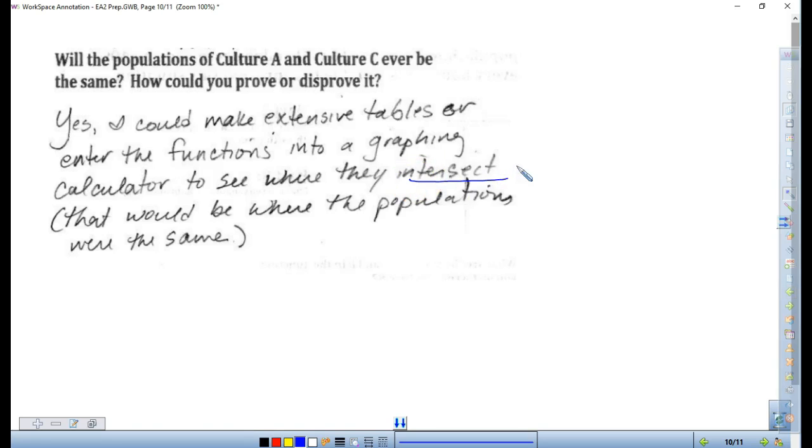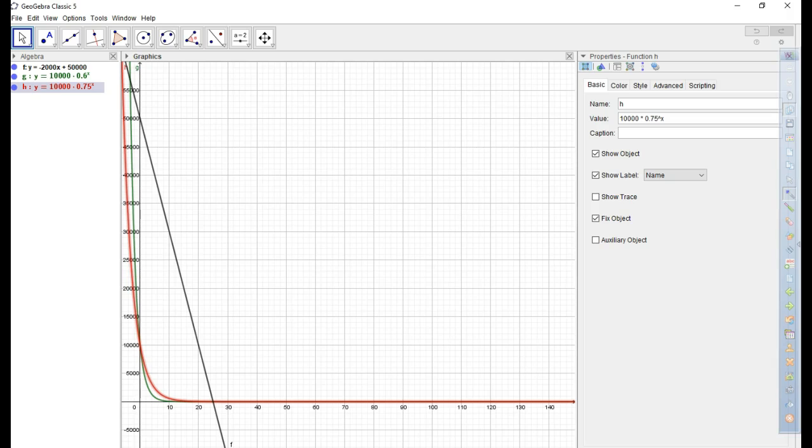I could show you that on GeoGebra. Here are my 3 functions entered like you learn how to do on GeoGebra. I could see that obviously the linear one starts the highest. These two start the same. Then they decrease fast, but this one's decreasing slower at first and then keeps going and catches up. If I zoomed way in, I'd see where it eventually crosses them somewhere between 20 and 30 hours by the looks. So that's a way I could defend my thinking.